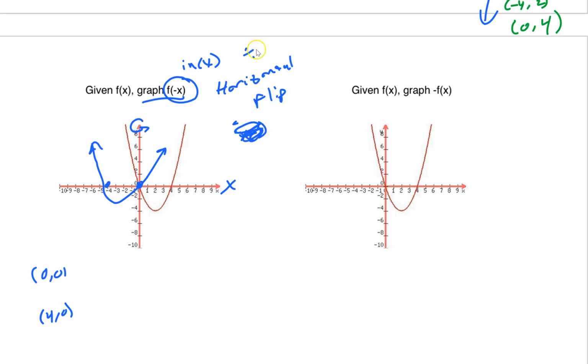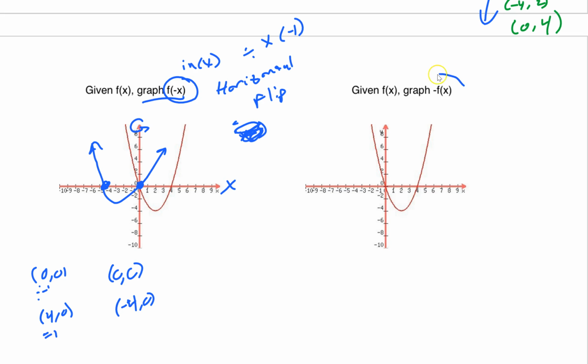Right? So you divide your x values by -1. So you go, okay, divide this by -1, divide this by -1, and you get 0, 0, and -4, 0. Which is why I got those points there.